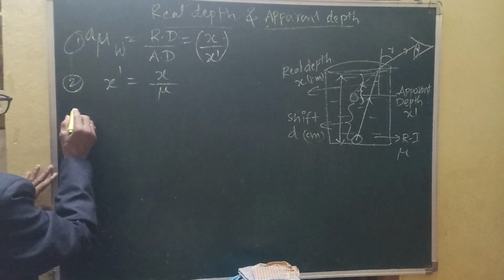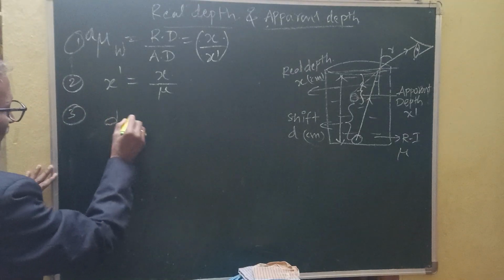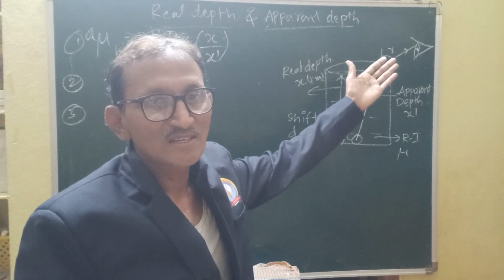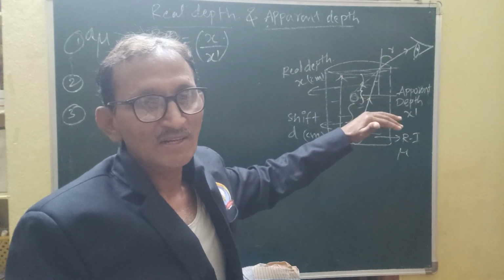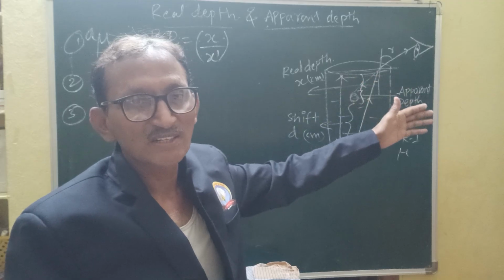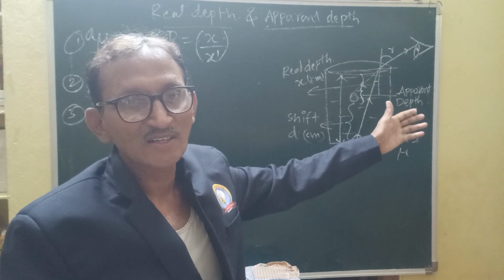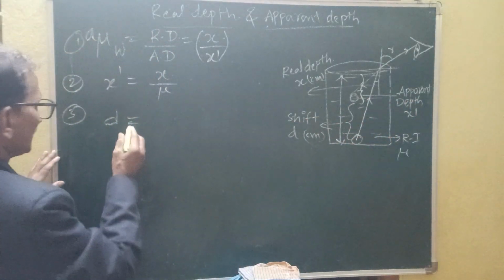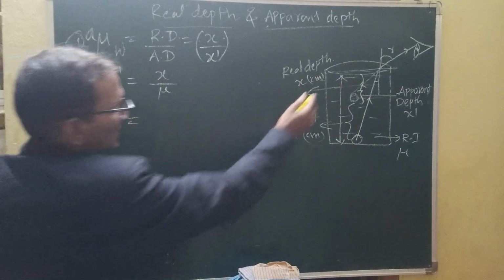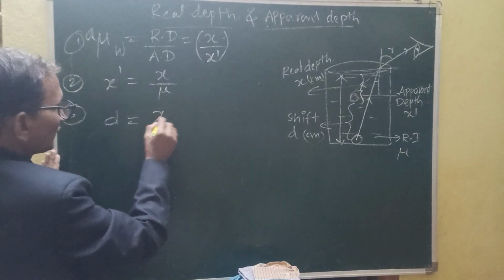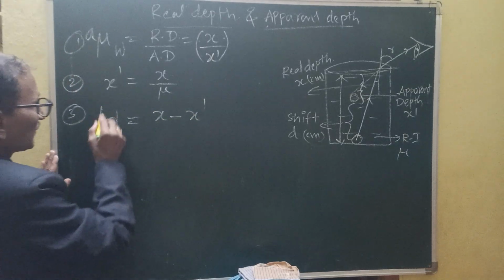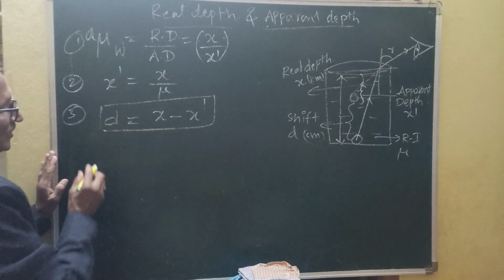Now we know the shift in the coin. Already I have told you the real depth is 10 centimeters. Apparent depth is 8 centimeters. 10 minus 8 is 2 centimeters. 2 centimeters is the shift in the position of the coin. So the shift in the position of the coin is the real depth, 10 centimeters, minus the apparent depth.